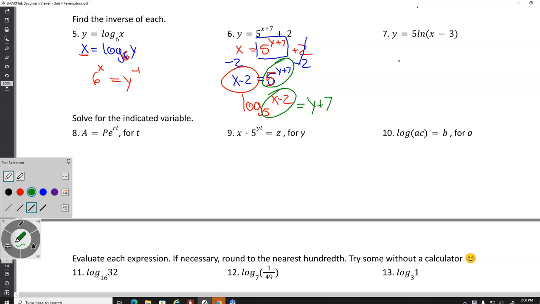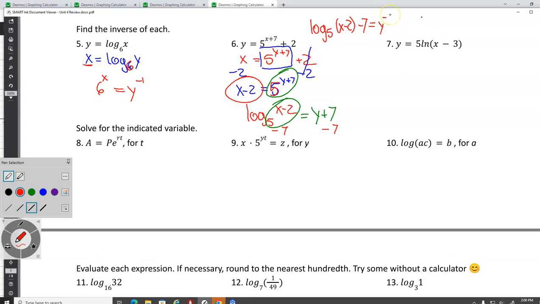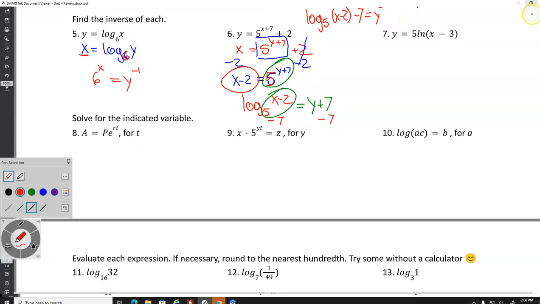And now, of course, to finish this function, y has to be by itself, so I'm going to subtract the 7 from both sides. Now, the key is that this is going to be a log base 5 of x minus 2, and the 7 goes to the side of the y, okay? 7 does not belong to the 2 or the x. You do not combine it. You're not simplifying anything. You are simply rearranging their places, okay? So that's your inverse function.